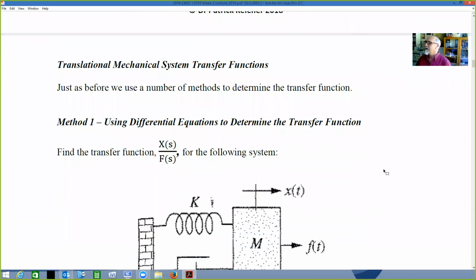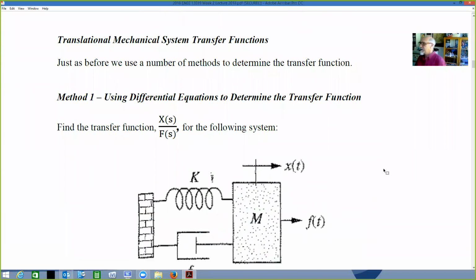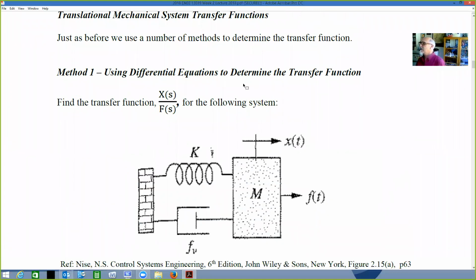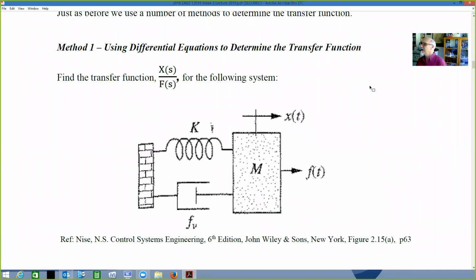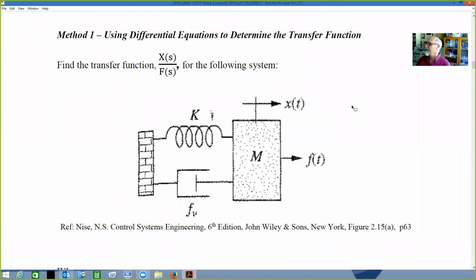All right, so that's an electrical system. What about a mechanical system? So here we're going to use the differential equation to determine the transfer function. We're looking for a transfer function, so it's X(s) divided by F(s). So we've got something about the distance or displacement over the force that's occurring in this system.